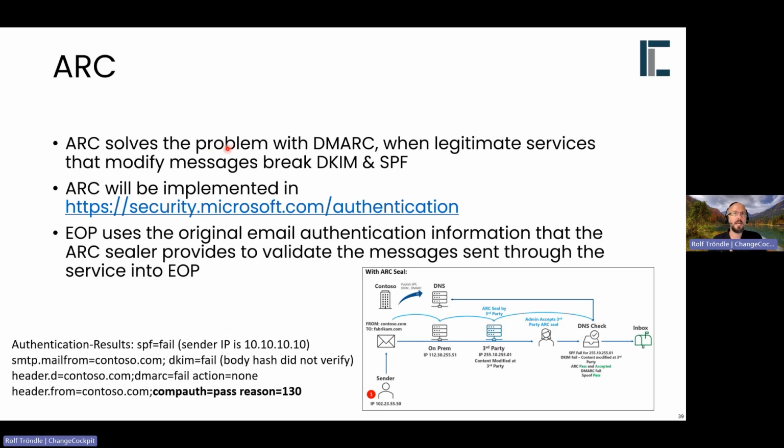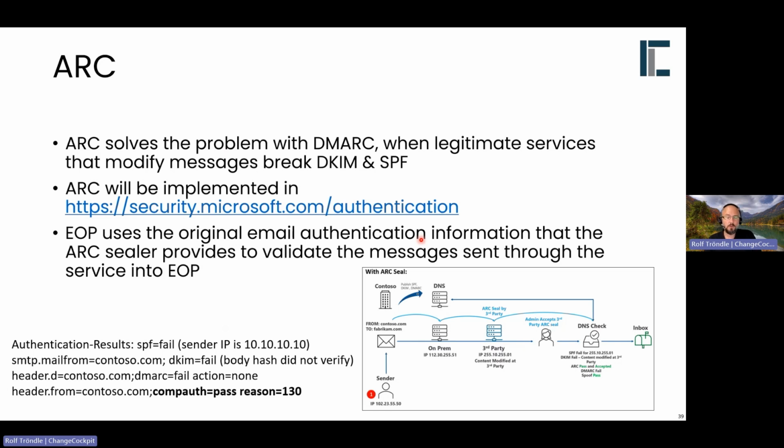So with ARC, you can solve this issue because you can have ARC authentication, an ARC seal added in the intermediary station. And therefore, you know that emails coming from this ARC seal are valid. ARC solves this problem, therefore, with breaking DKIM and SPF, and therefore DMARC. You can implement ARC in security.microsoft.com/authentication.